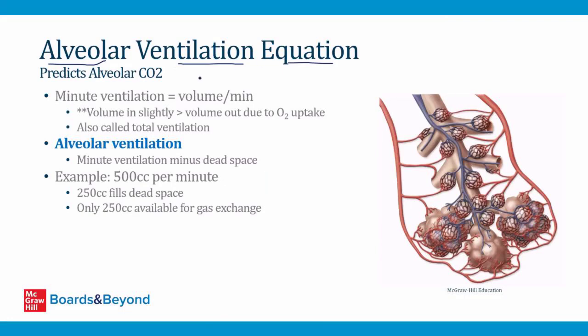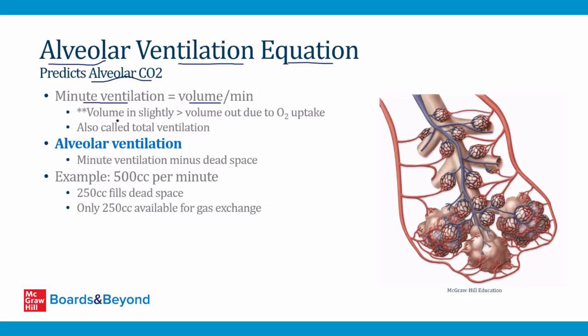Next, let's talk about the alveolar ventilation equation. This is an equation that can be used to predict the concentration of carbon dioxide inside our alveoli. So first, let's review minute ventilation. We talked about this earlier, but minute ventilation is the volume per minute of air that goes in and out of our lungs during normal, quiet breathing.